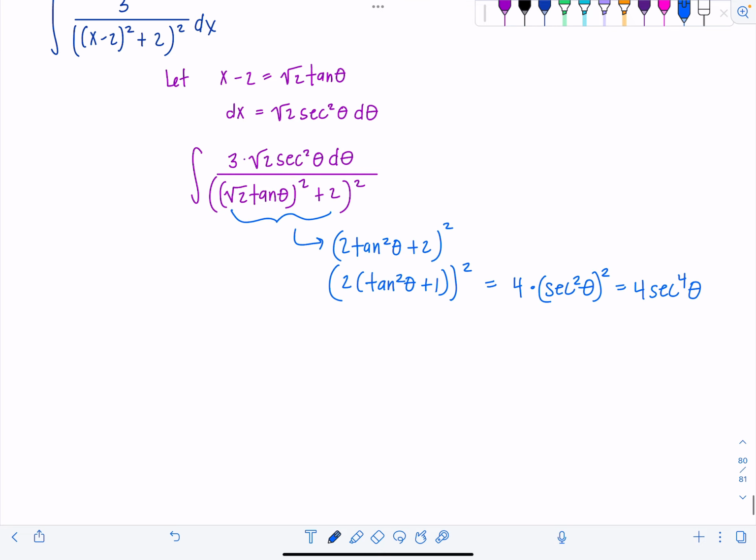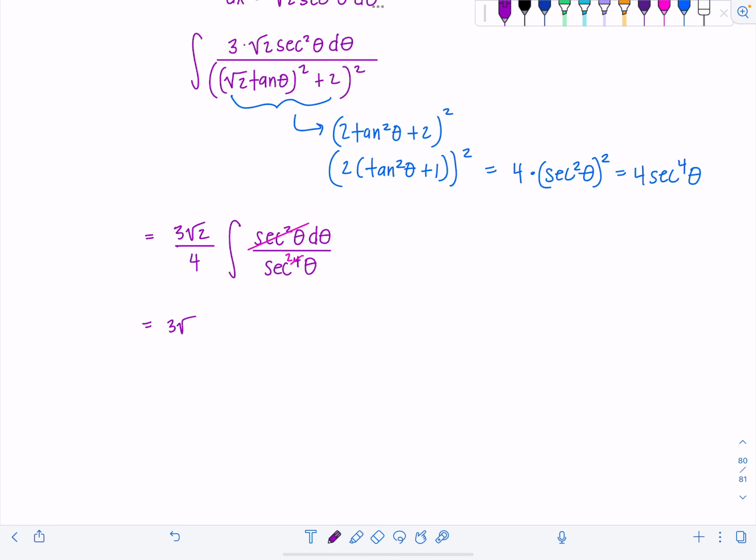Oh, wow. Okay. So now I'm going to take all the constants out. They're bothering me. 3 rad 2 over 4. And then we have secant squared theta d theta over secant to the 4th theta. So good. So secant squared from the numerator cancels. Now I just have secant squared in the denominator. But you guys, secant squared in the denominator is the same as having cosine squared in the numerator, is it not? It is, it is. And how do we integrate cosine squared theta?